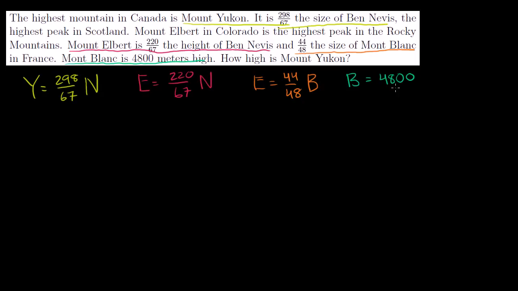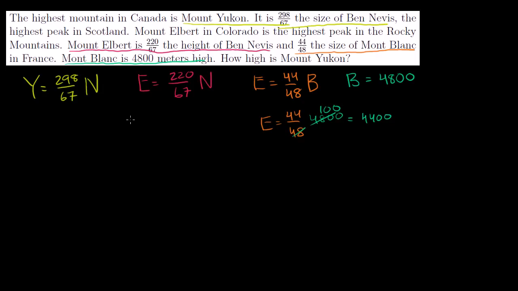Let's start with this information here. B is equal to 4,800. E is equal to 44 over 48 times B. So Elbert is equal to 44 over 48 times Mont Blanc, which is 4,800 meters. Now, if you divide that by 48, 4,800 divided by 48 is 100. So Elbert is 44 times 100 meters high, so it's equal to 4,400 meters.